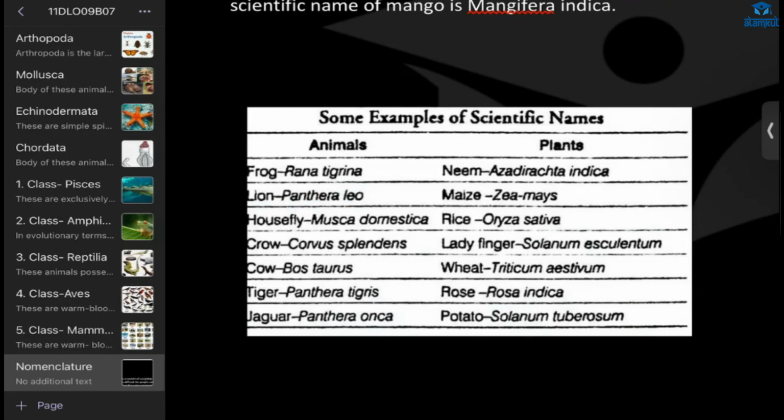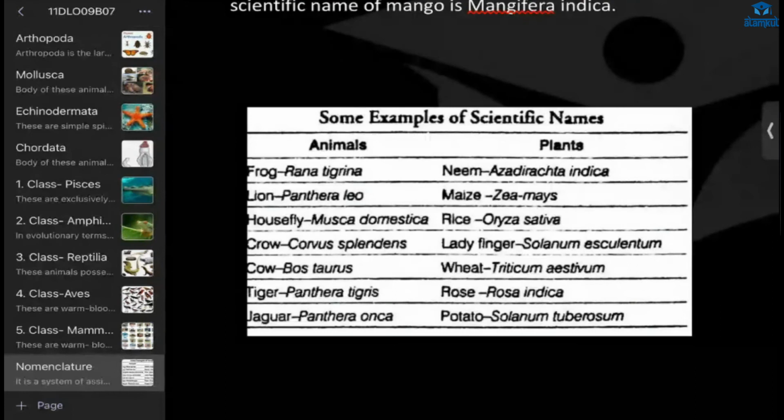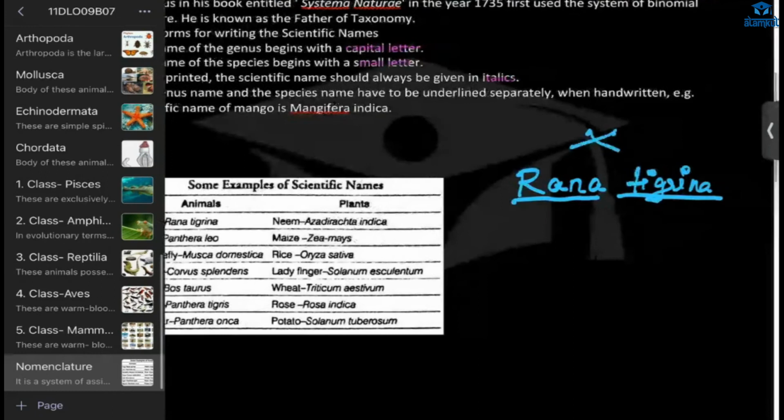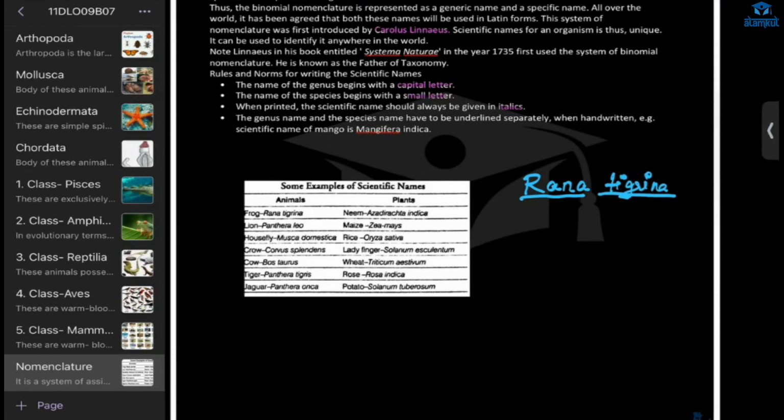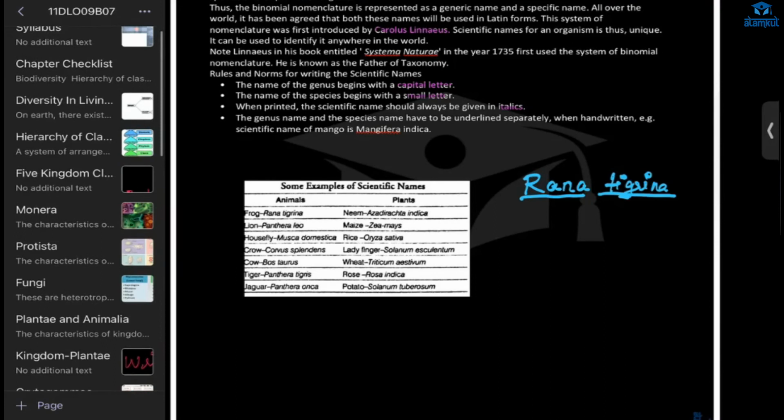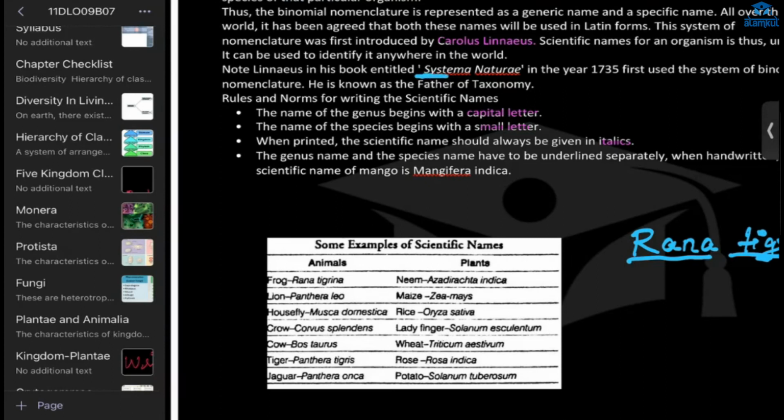Understood this naming system? Yes. Whenever you see in book, you can know it is name of some organism. You can guess. This chapter is over, okay? Understood? Any doubt? No, ma'am. Okay, Arham, this naming system, everyone understood, right? Who gave this naming system? Carolus Linnaeus. He wrote a book, Systema Naturae.